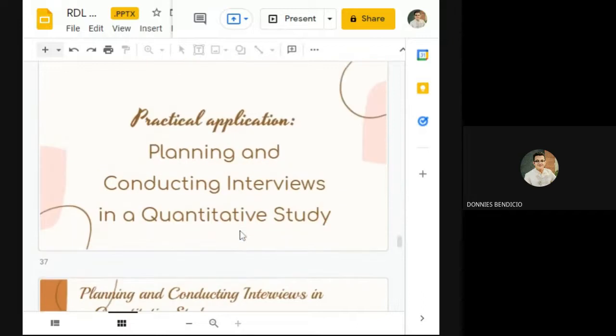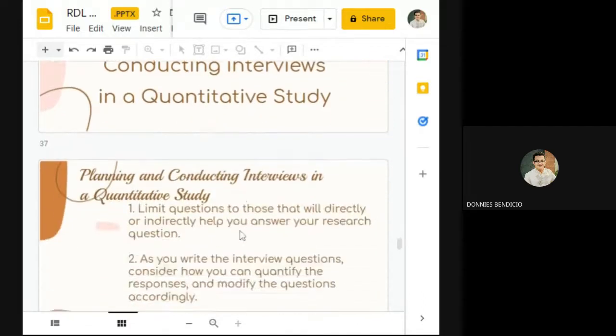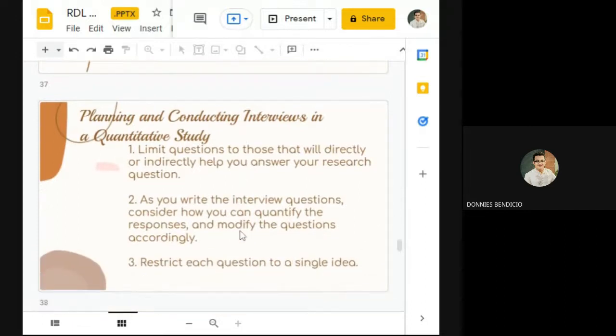So, now let's proceed with practical application or planning, conducting interviews in quantitative study. So in planning and conducting interviews in a quantitative study, we have to limit the questions to those that will directly or indirectly help you answer your research questions. You have to also write the interview questions, consider how you can quantify the responses and modify the questions accordingly.